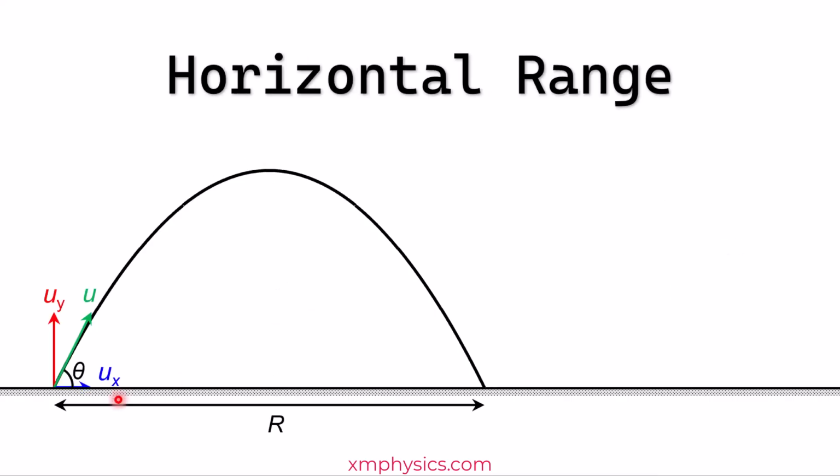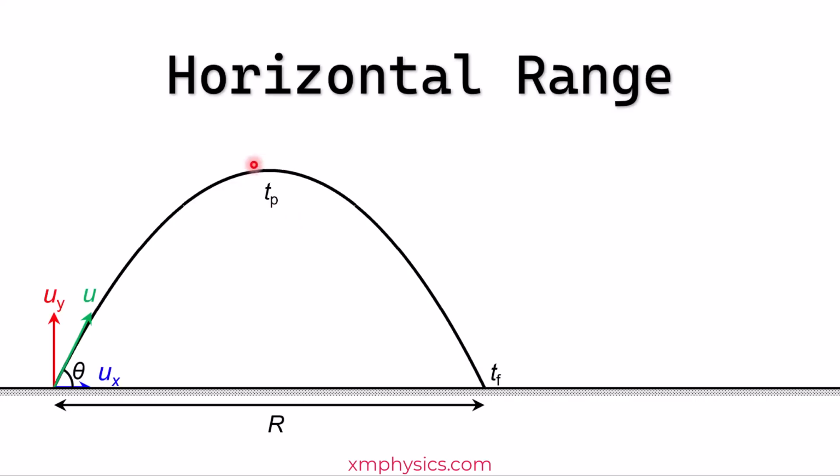Okay, what about the horizontal range? This one cannot be done in one step. So a few things first. Firstly, let's call the time when it lands TF, time of flight. And the time when it reaches the peak, let's call it TP, time to reach the peak. Because of the symmetry, TF is actually just twice of TP.